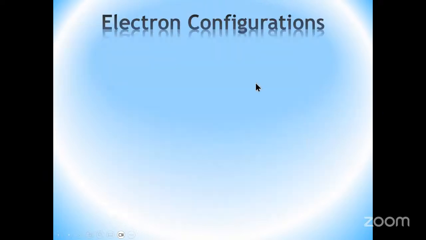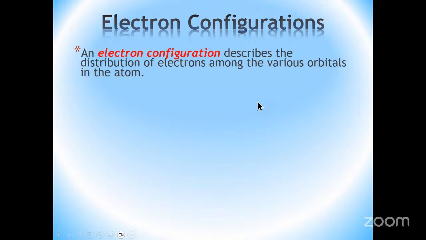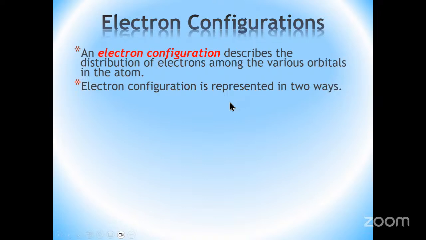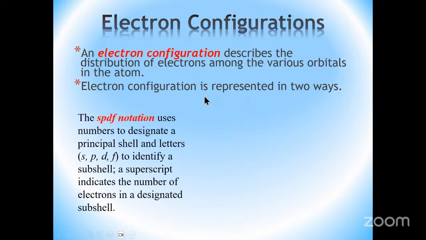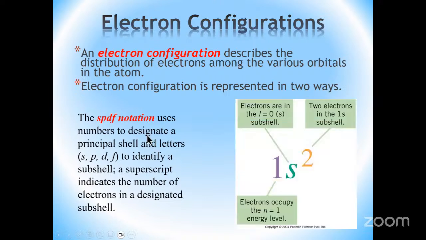Okay, so let's talk about electron configuration. I think I mentioned it before. The electron configuration is basically a description of how the electrons are distributed within or between the orbitals of an atom, right? And there are a couple of ways that we can use to represent the electron configuration. One way is by using what is called the SPDF notation, which I'm quite sure you're familiar with from your intro or high school chemistry.